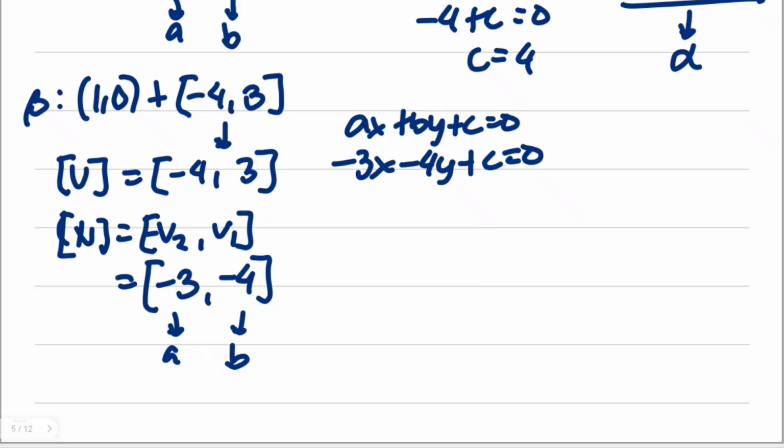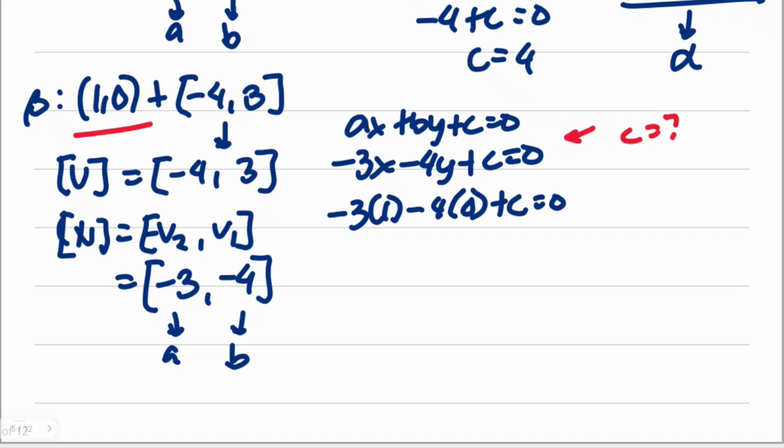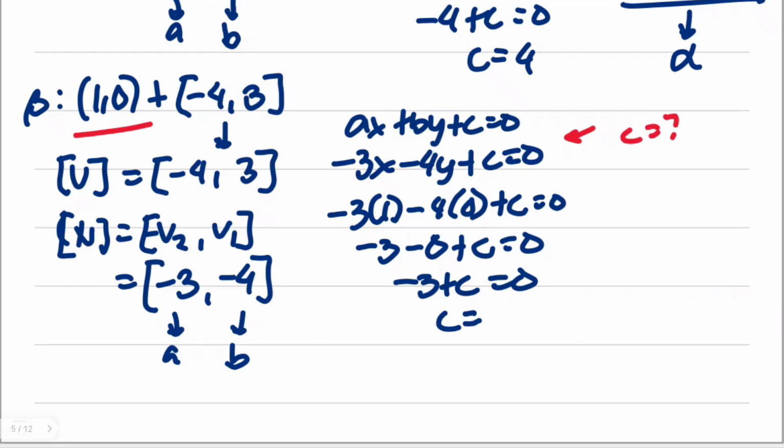Again, using this here to solve for our c, so we can have negative 3 times 1 minus 4 times 0 plus c is equal to 0. Negative 3 minus 0 plus c is equal to 0. Negative 3 plus c is 0. So c is actually positive 3.